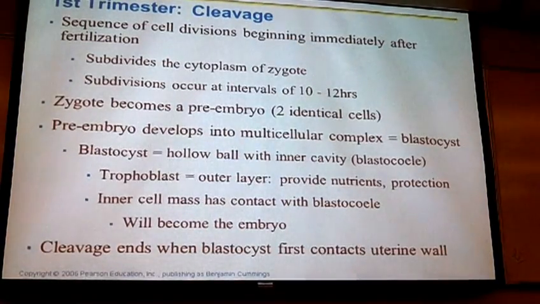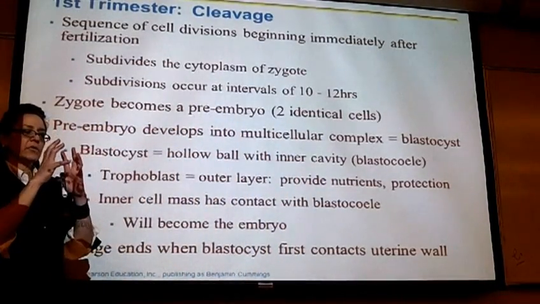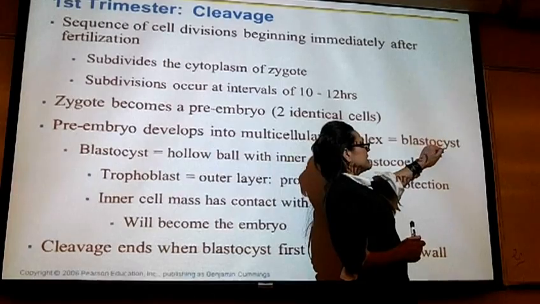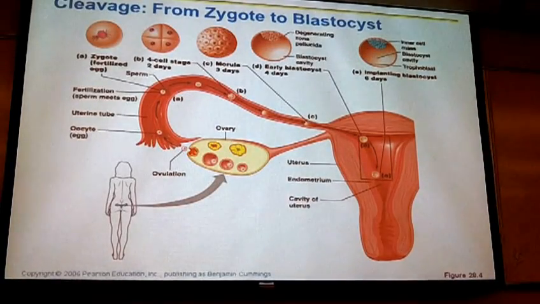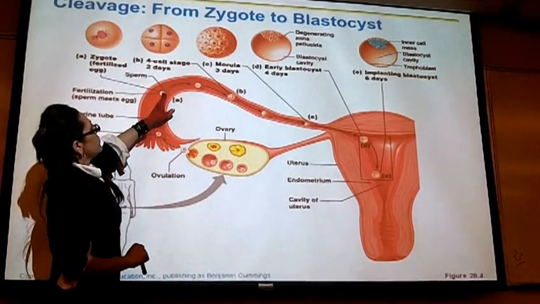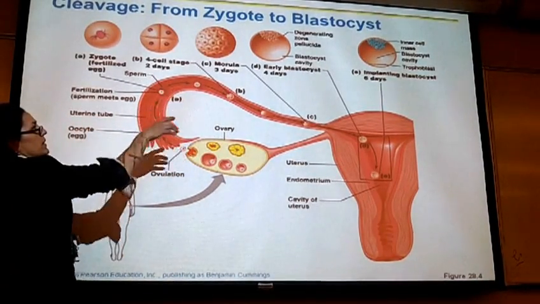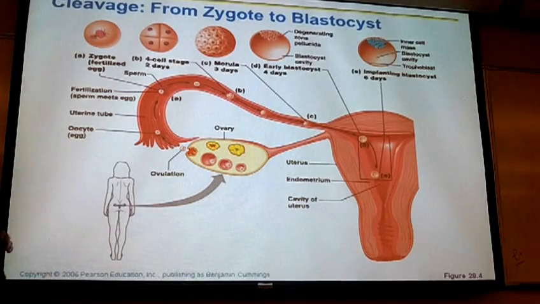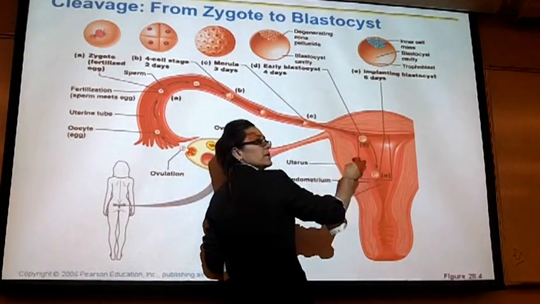Now, we're going to eventually get a multicellular complex, a group of cells that are organized into a hollow ball, basically. And that's called our blastocyst. This structure is important because it's this structure that's going to implant into the uterus. Now, if we come over here and look at this for a second. If fertilization happens about here in the fallopian tubes, then every 12 hours or so, we're going to get a doubling of our cells. And as those structures are undergoing mitosis, they're moving towards the uterus, or at least that's what they should be doing, so that by the time we get our blastocyst, it is down here in the uterus and ready to implant.